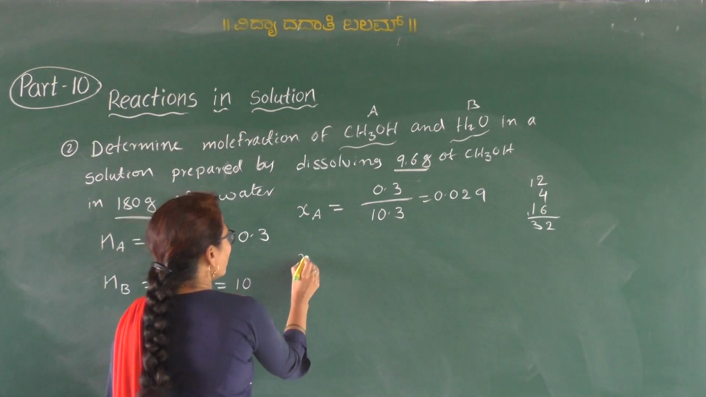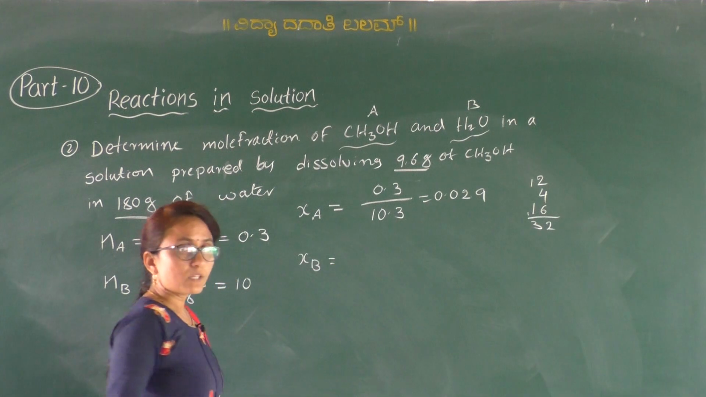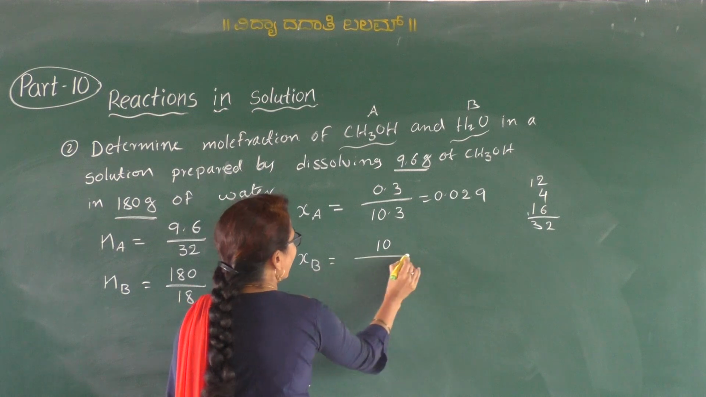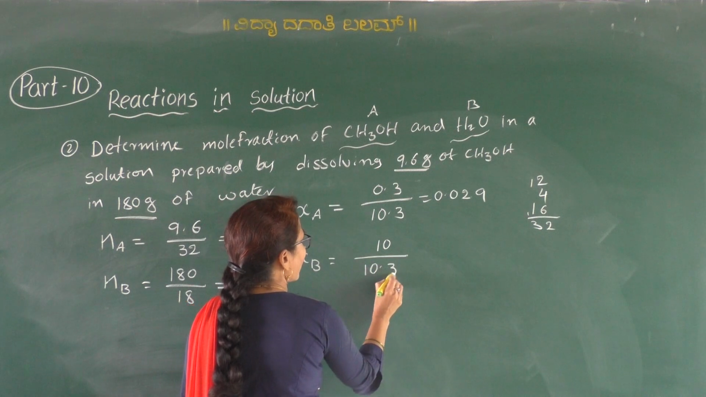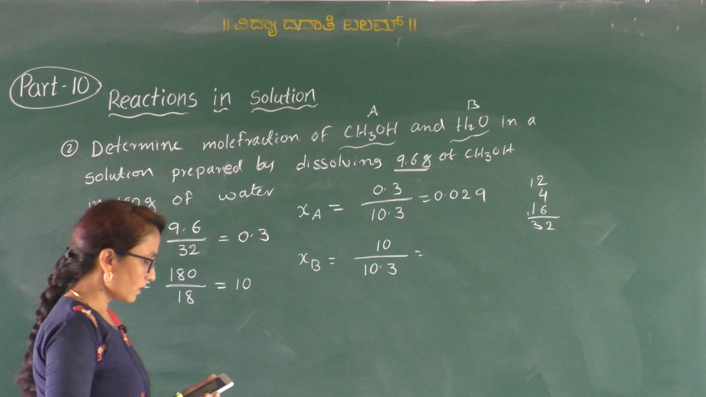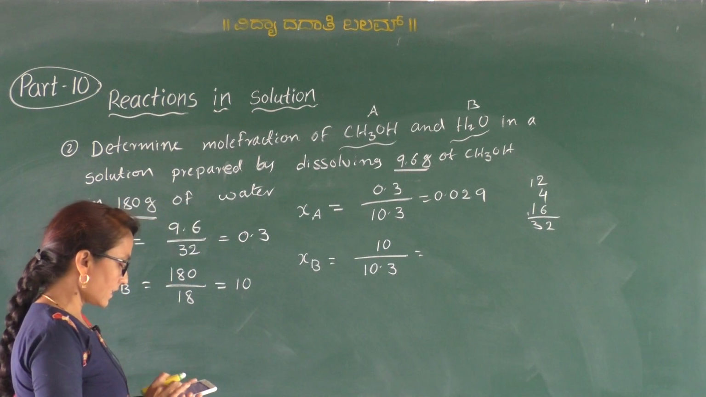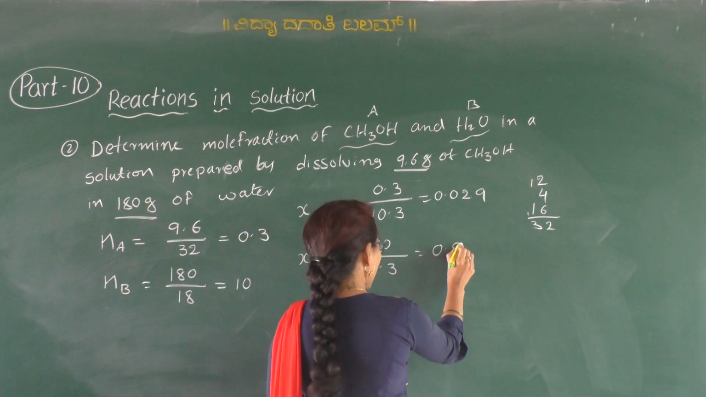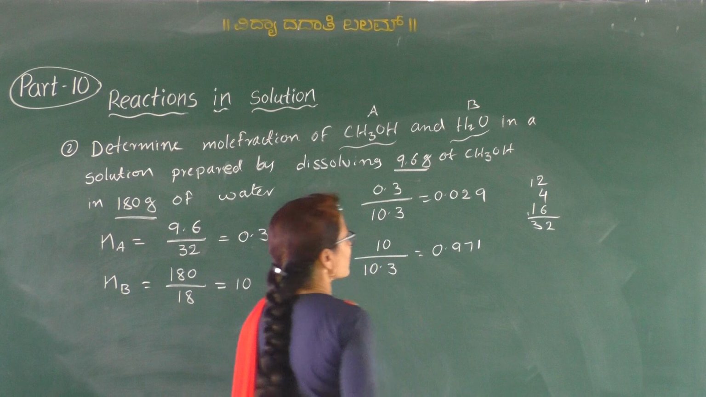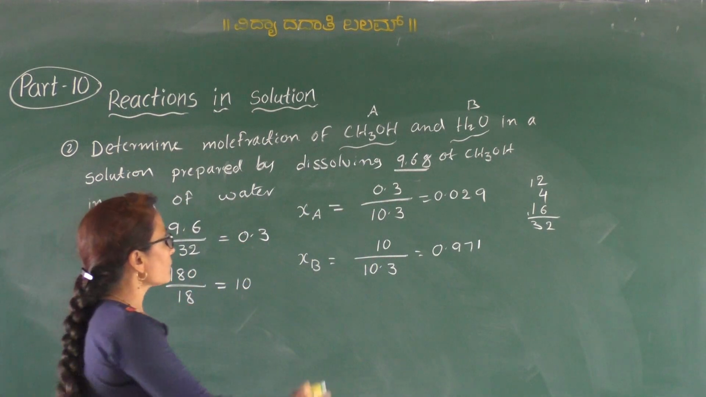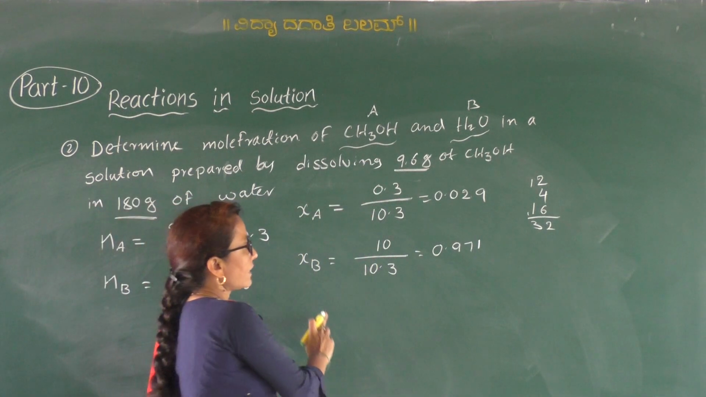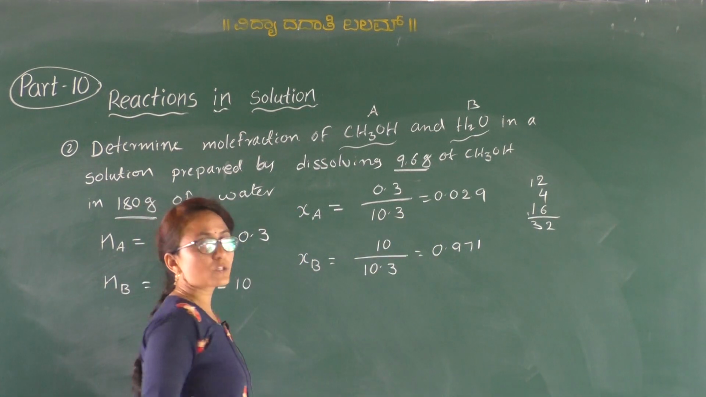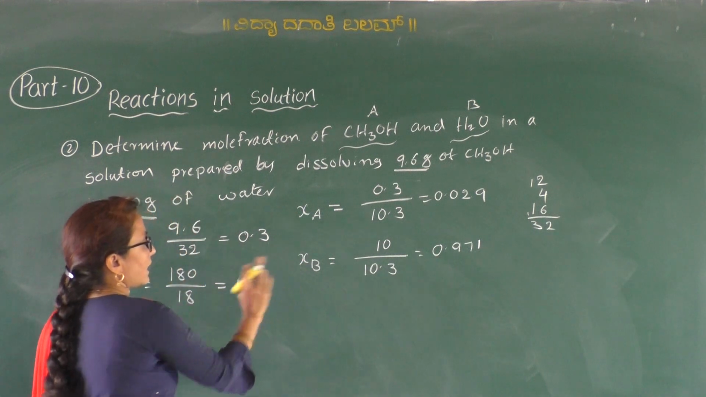So then mole fraction of water. The mole fraction of water is equal to the number of moles of water, 10, divided by the total number of moles, 10.3. That is equal to 0.971. The mole fraction of water can also be calculated as 1 minus 0.029. By adding these two we get 1. Therefore the mole fractions of A and B.